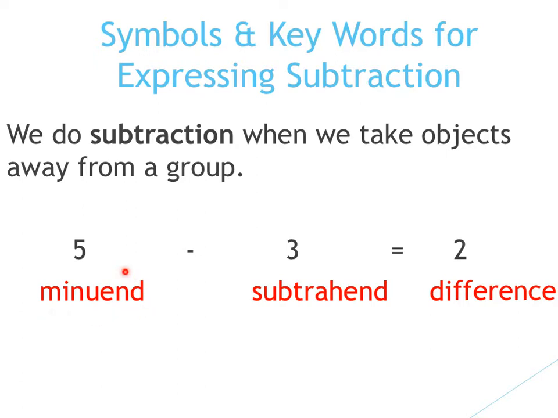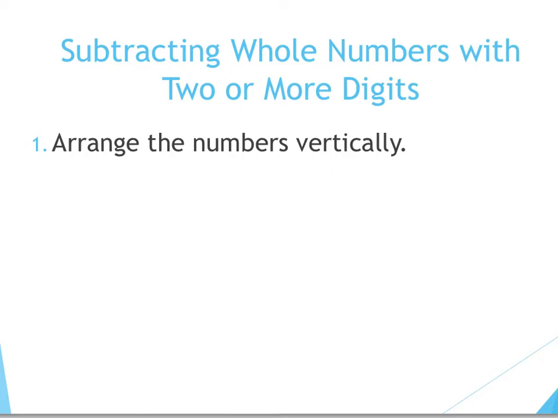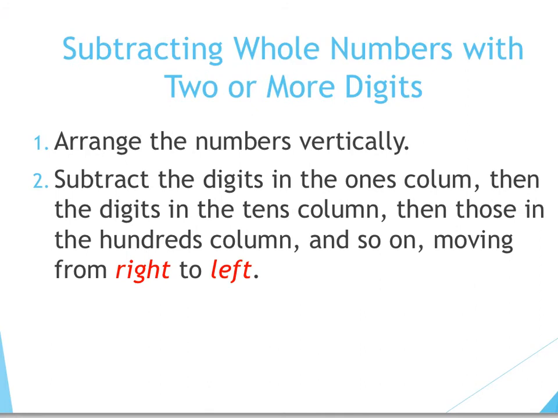So basically, we're taking our minuend, subtracting our subtrahend, and finding our difference. There are some steps that we use when we subtract whole numbers with 2 or more digits. Just like in addition, we're going to first arrange the numbers vertically. After we arrange the numbers vertically, we're going to subtract the digits in the ones column, then the digits in the tens column, and so forth, moving from right to left. Again, make sure you're moving from right to left.